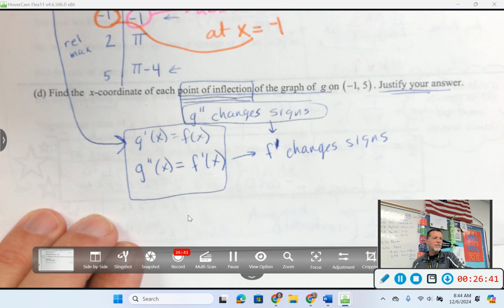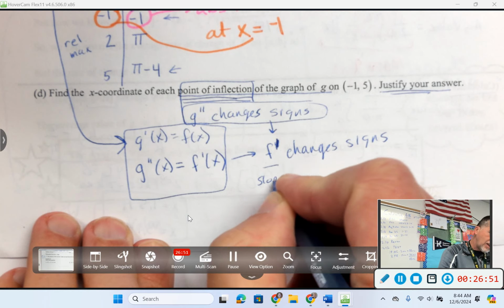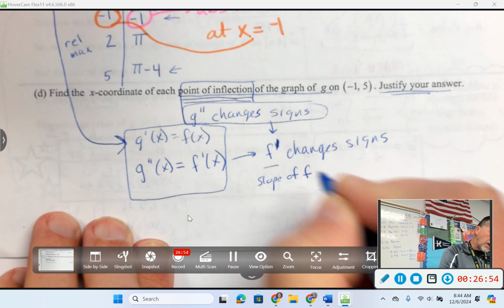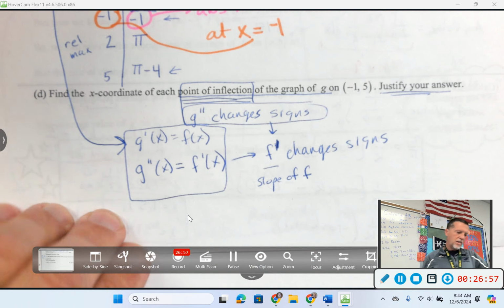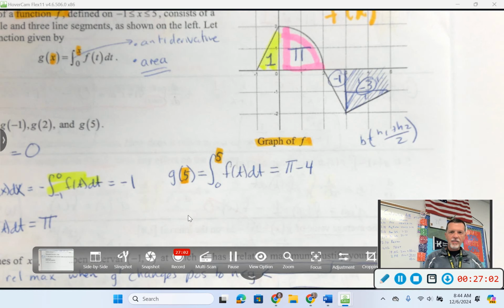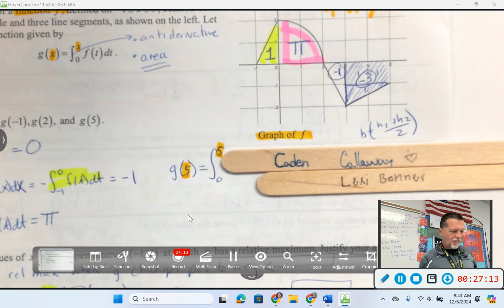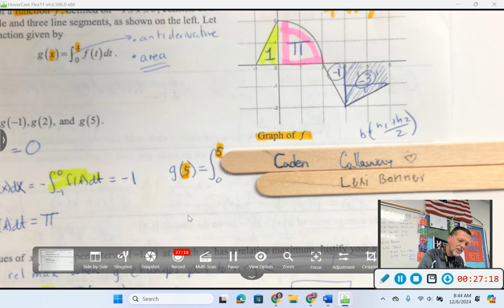So what am I looking at on the graph of F if I want to know where F prime changes signs? Slope of F. And again, you wouldn't have to say this, but F prime is the slope of F. Okay, so like 3 steps later, now I'm looking at the graph of F. I'm looking for where its slope changes signs. So Caden, give me one spot where the slope of F changes signs. 0. Okay, I like that answer.